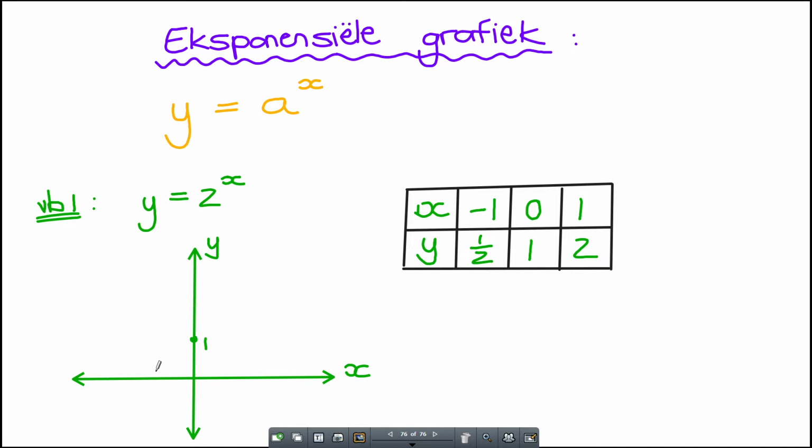Then I have a coordinate here where x is minus 1 and y is a half. And then I've got a coordinate where x is 1 and y is 2. So you are going to plot your 3 points that you have. Okay, then from there all we do is connect the dots.